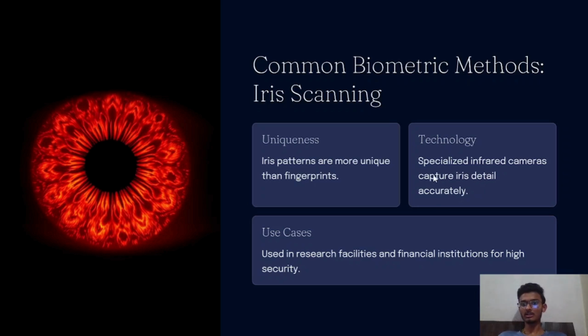The technology is specialized infrared cameras that capture iris details accurately. Some cameras are not capable of scanning your eyes perfectly, so you would need to use some other camera in your system, which may be very costly. Maybe the better option is to use fingerprint, a fingerprint biometric security system.